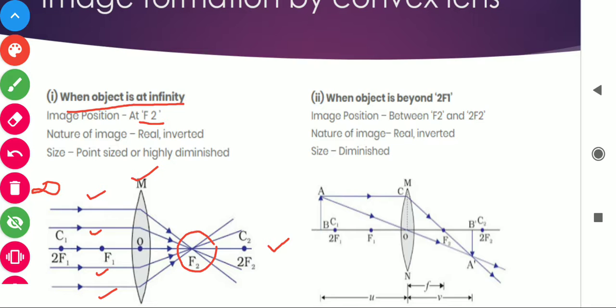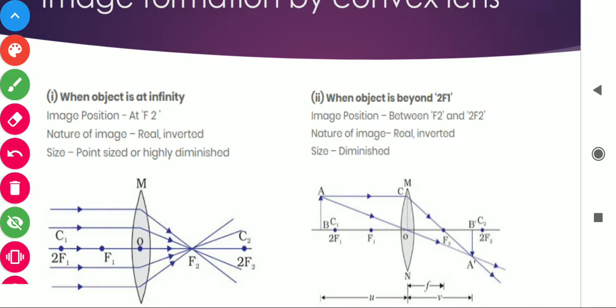What is the nature of image? Image is real and inverted. Behind the lens, always image is real and inverted. Size, it is a point size or highly diminished. These are the characteristics of image formed when object is at infinity.